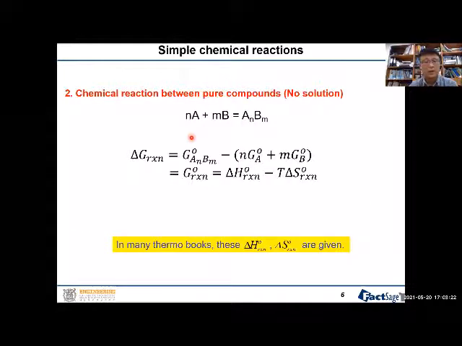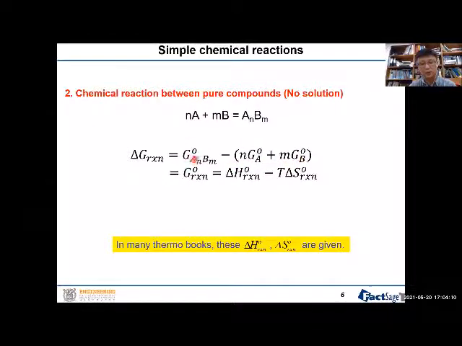Now, when you combine these pure species, we can make a chemical reaction. Let's look at this chemical reaction: n moles of A plus m moles of B become the A_nB_m phase. For example, iron plus carbon becomes iron carbide, all solid phases. If it's all pure components, then we can define the Gibbs energy of reaction, because this is a chemical reaction, as the product Gibbs energy minus the reactant Gibbs energy. The product is the pure A_nB_m, meaning pure material, not solution material. So G of A_nB_m minus n moles of G_A plus m moles of G_B.